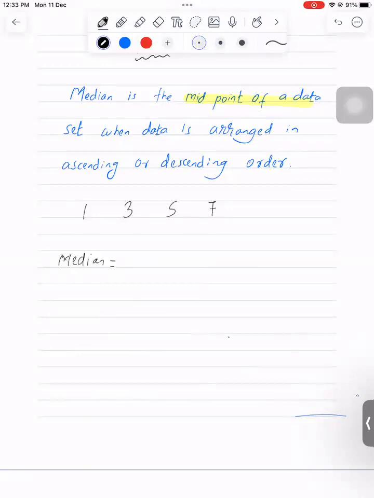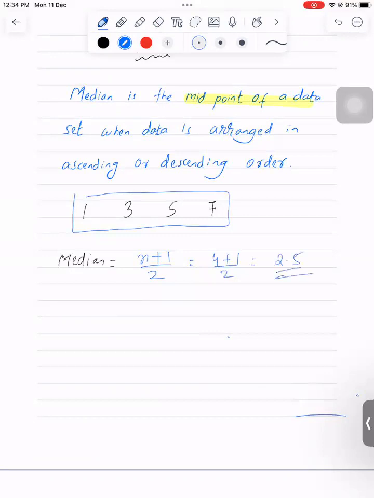Okay, now how to do this? Again, we will use the median formula. The median formula is what? N plus 1 divided by 2. So the total number of observations, if you count, there are 4 data points. So 4 plus 1 divided by 2. When you do this calculation, you will get the answer 2.5.